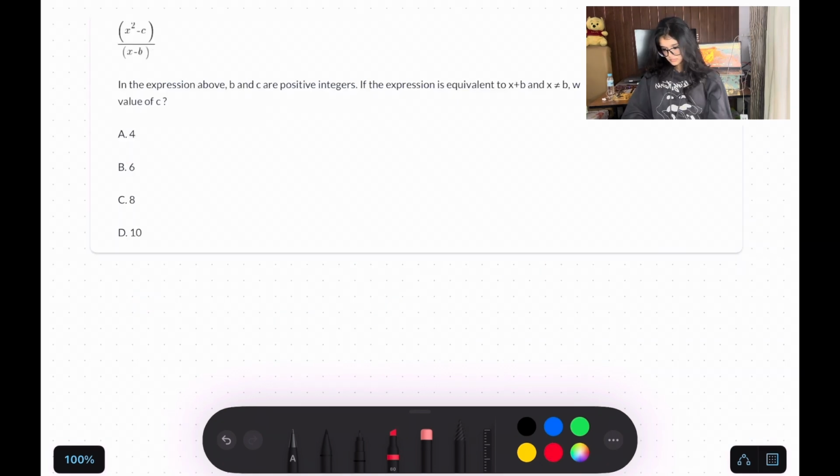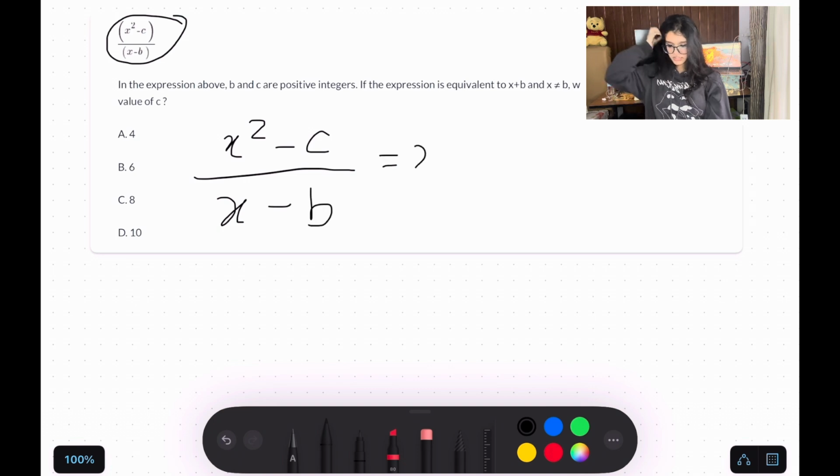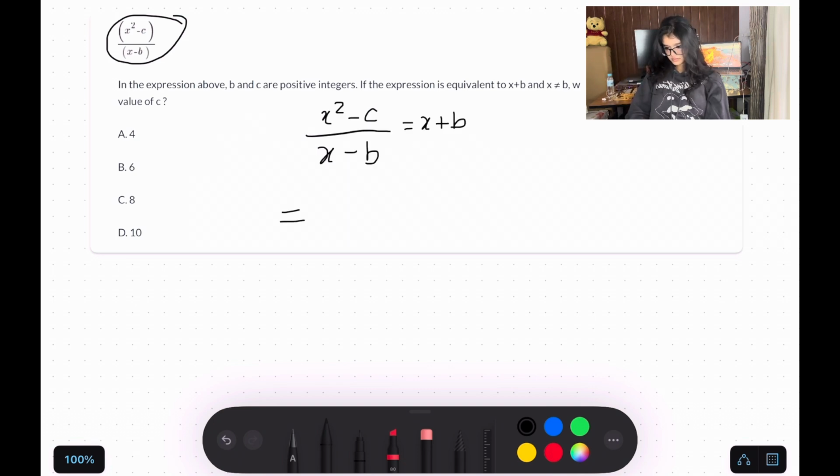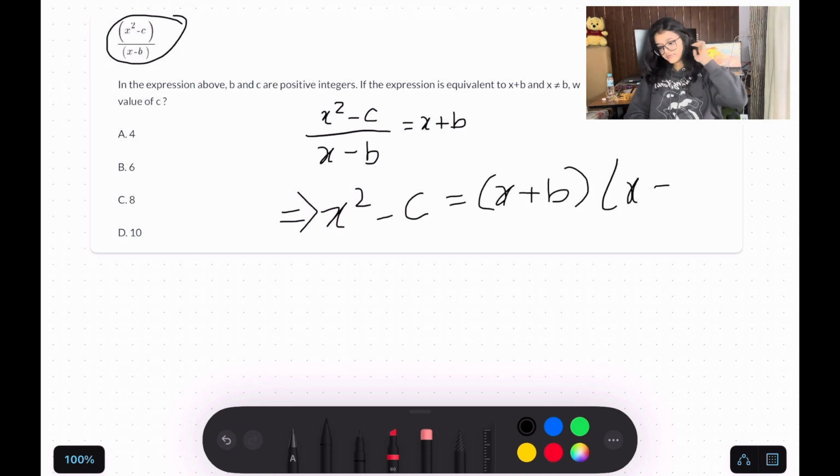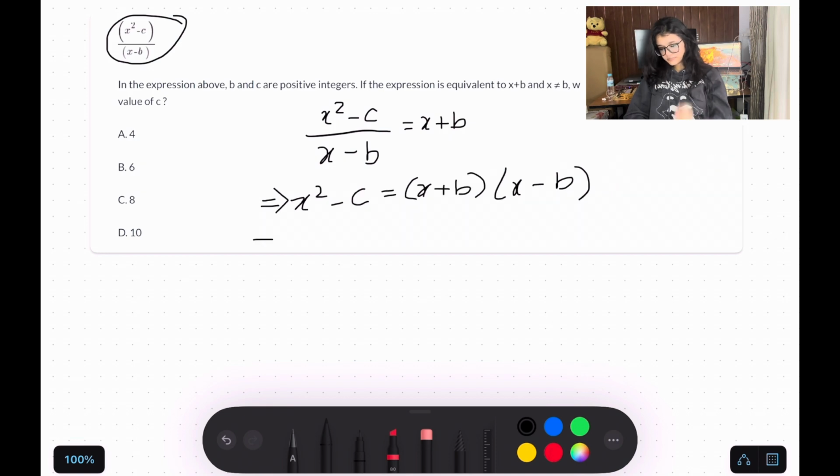Okay, now the last but not the least question. We can see the equation and we'll map it out according to the question. That is x squared minus c divided by x minus b is equal to x plus b. That implies x squared minus c is equal to x plus b multiplied by x minus b. I just took it there. And then you get x squared minus c is equal to x squared minus b squared. That's the identity. I hope you know that.